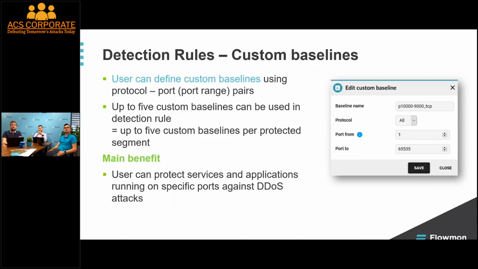We also wanted to provide users with the option to create their own custom baseline. The user can define protocol and port pairs, which can be a single port or a port range, and they can use up to 5 of these custom baselines for each rule, that means for each protected segment. So if you have a customer who wants to protect services or applications running on specific ports, you can do it by defining a custom baseline.